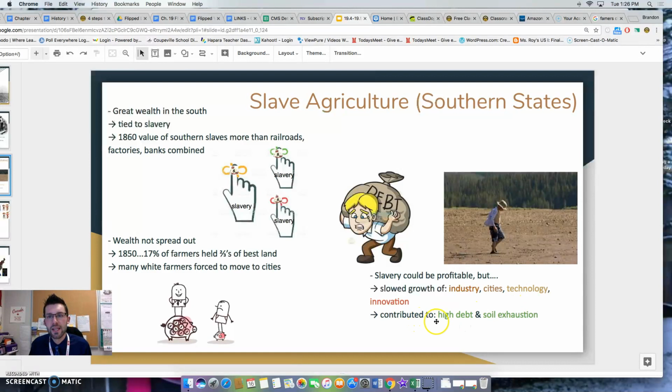Also, slavery contributed to high debt and soil exhaustion. High debt because slaves were expensive. You also had to feed slaves a little bit. You had to make sure they were healthy or else they couldn't work. So that's taking on loans. Soil exhaustion because, well, as farmers will tell you, if you use the same crops over and over again in a plot of land, those same crops are taking the same nutrients year after year, and eventually those nutrients are gone in the soil, meaning the soil is exhausted and your crops aren't going to grow very well.